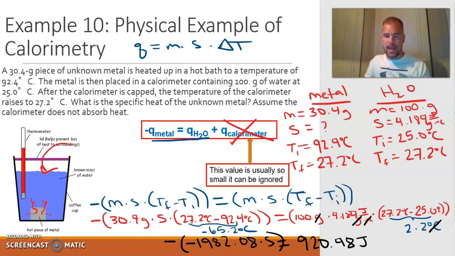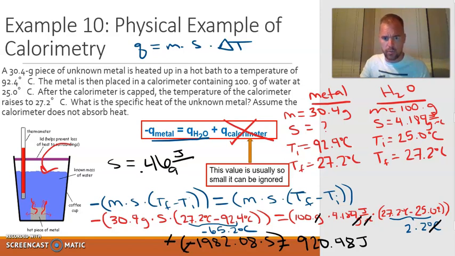So let's go ahead now and isolate what S is. Okay, so I'm going to take 920.48 divided by, these two negatives are going to end up canceling each other out and making it positive. So divided by positive 1982.08, my specific heat, my S value, is 0.46, and it's joules per gram degrees Celsius.